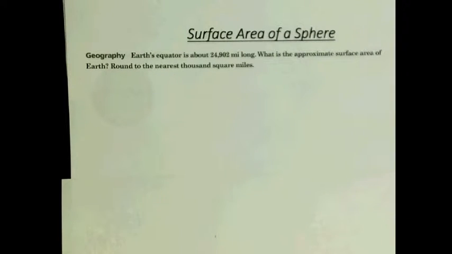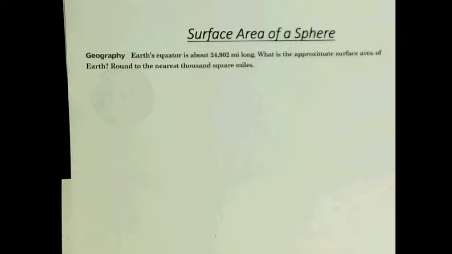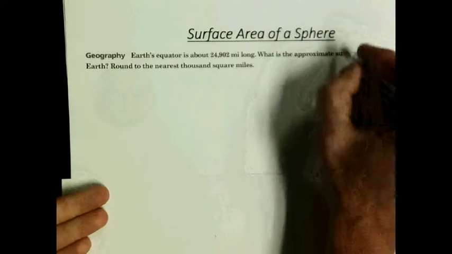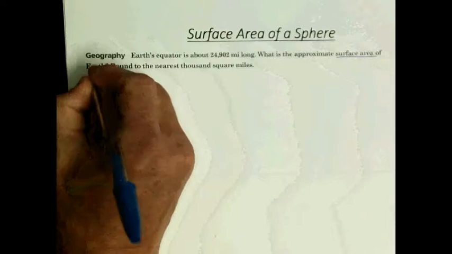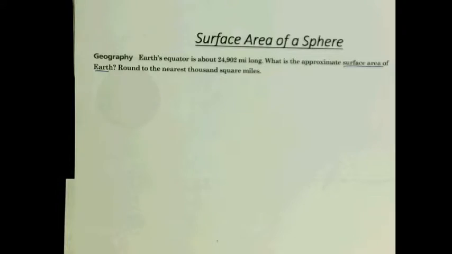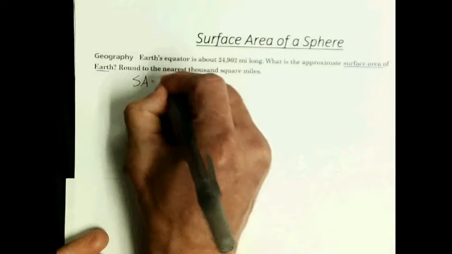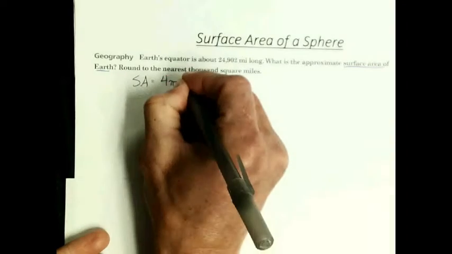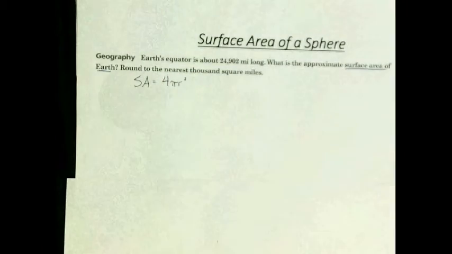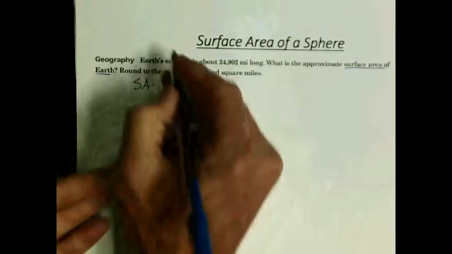All right, so now we're talking about Earth's equator, about 24,900 miles long. What's the approximate surface area of the Earth rounded to the nearest 1,000 square miles? Okay, so what's the question asking for? We're asking for the surface area of the Earth. And we know that the Earth is a sphere. So we know we'll be dealing with surface area equaling 4 pi r squared. The only question is, what's the radius of the Earth? That's where this little tidbit comes in handy.